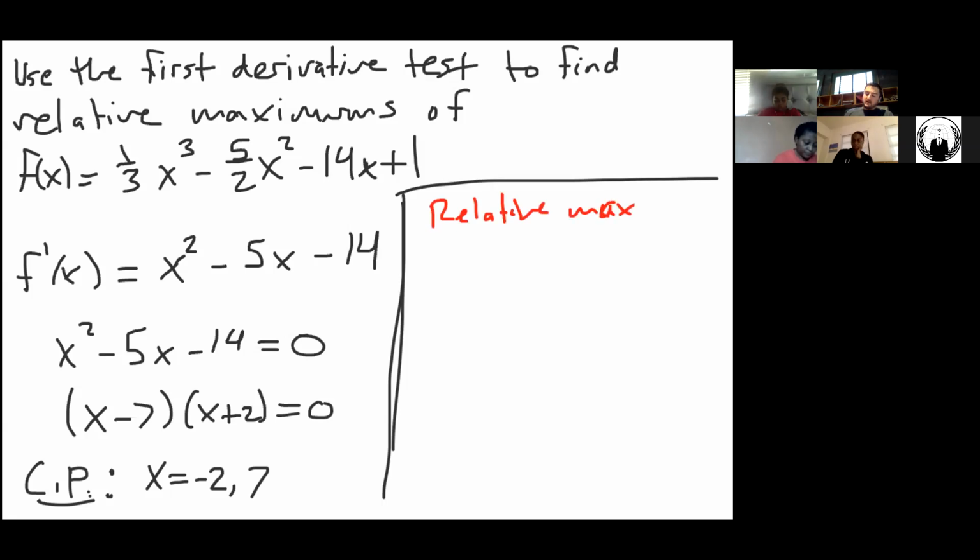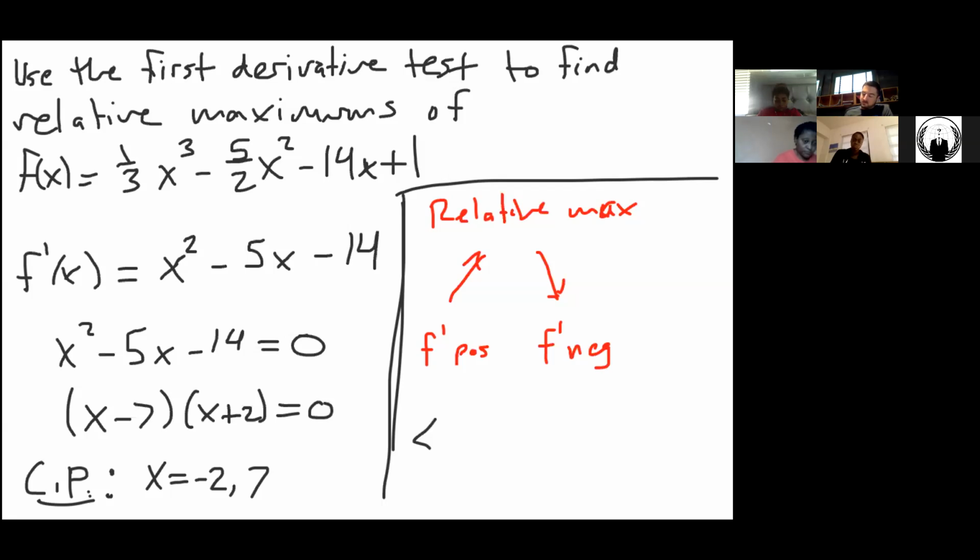I want to see my function going up and then going down, which means I want to see where my derivative is positive, and then I want to see it switch to being negative at one of these critical points. And that is how the first derivative is going to tell me I have that little hump that we always see for relative maxes. So the easiest way to do this is just do a line chart, a sign chart.